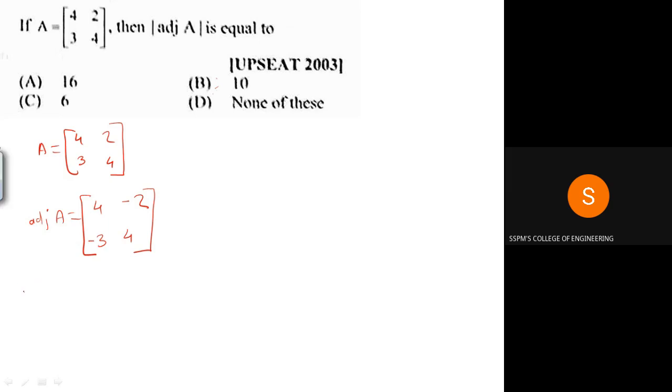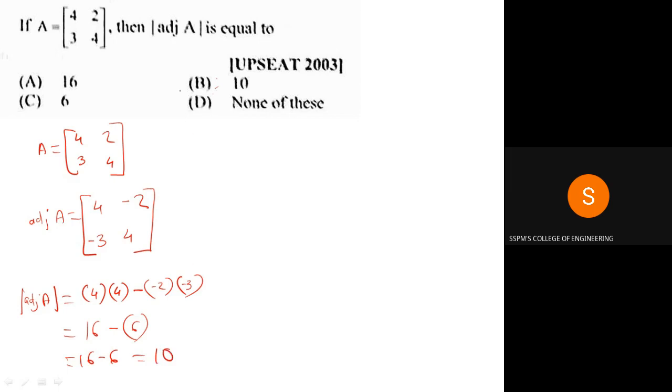Then next we will find the determinant of adjoint of A. How to find it? 4 into 4 minus 2 into minus 3. So 4 into 4 is 16, minus 2 into minus 3 is 6. That is 16 minus 6 is equal to 10. So that is the correct option.